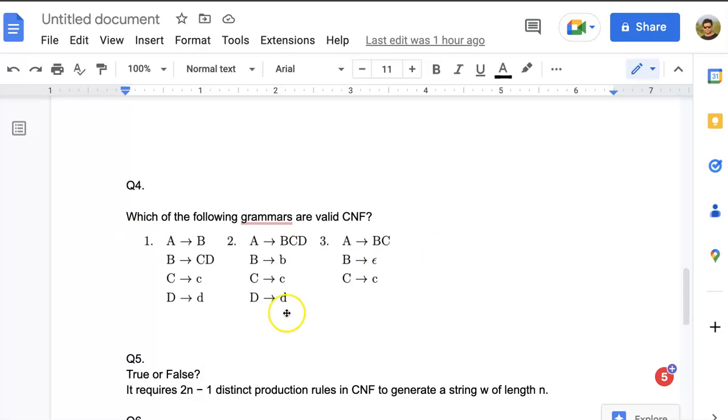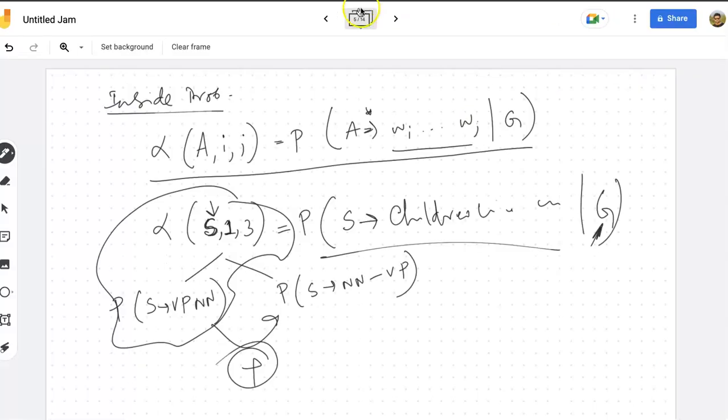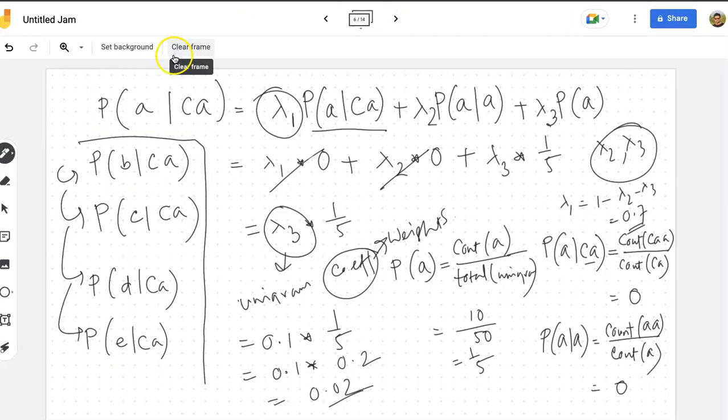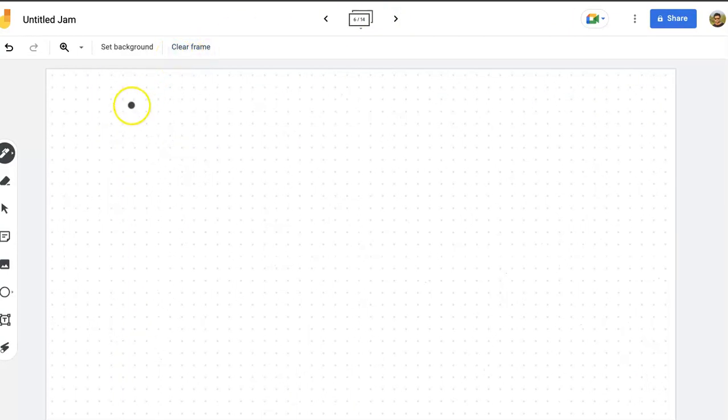Okay. So another question is the true and false. What they are asking is: it requires 2n-1 distinct production rules in CNF to generate a string W of length n. Is it true or false? So what is their question?